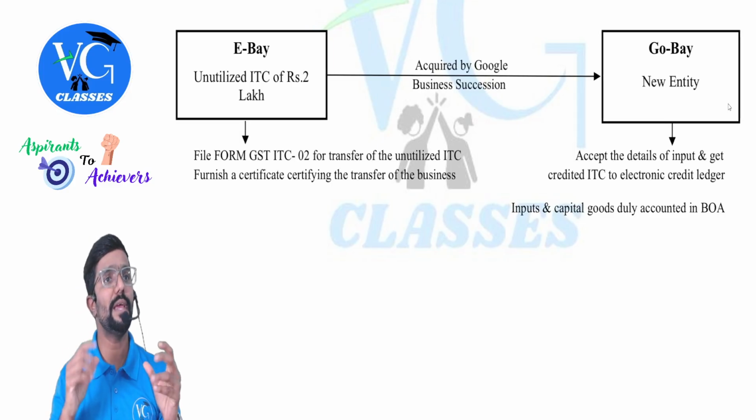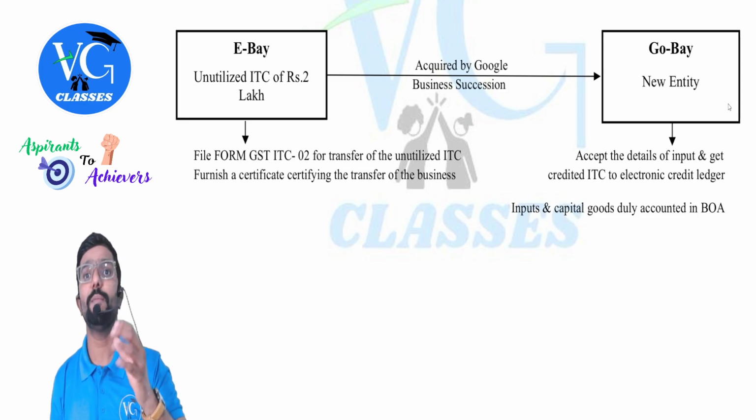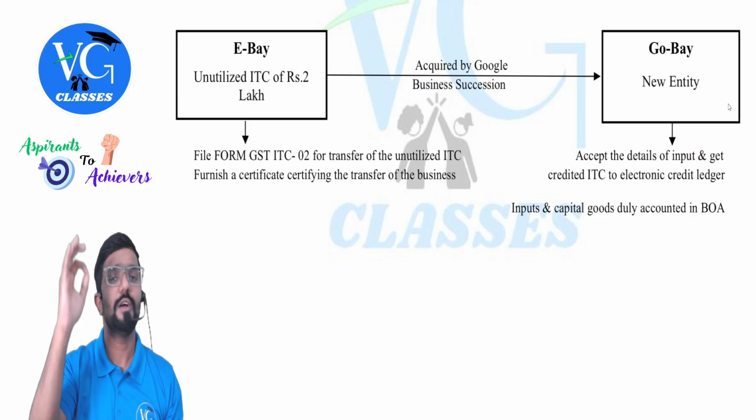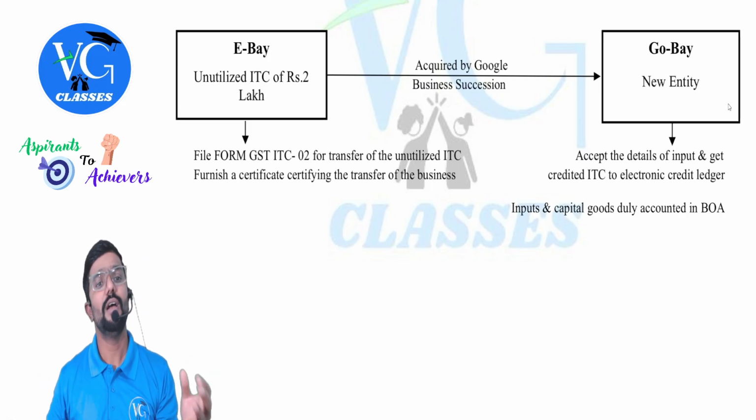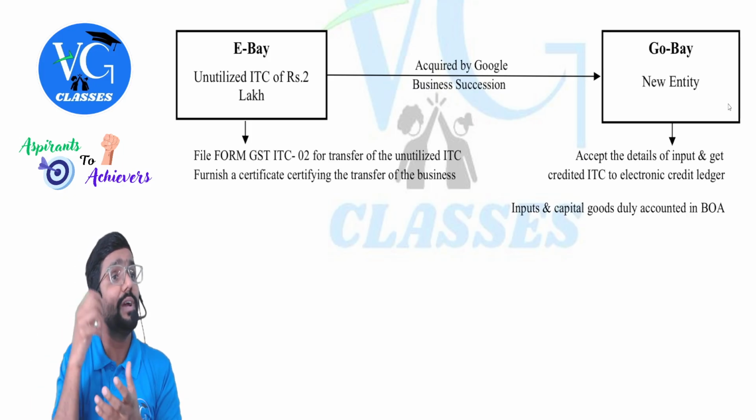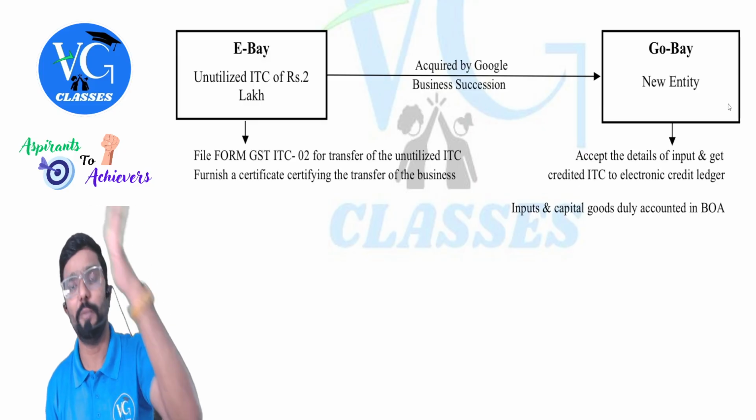Now assume eBay has been acquired by Google, and they named it Gobe. They named the new entity Gobe. So the new entity which is acquired by Google, Google acquired whom? eBay. And they named the new entity Gobe.